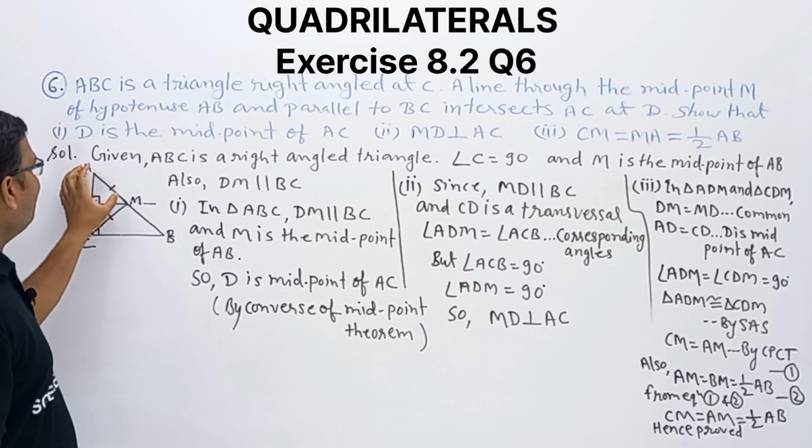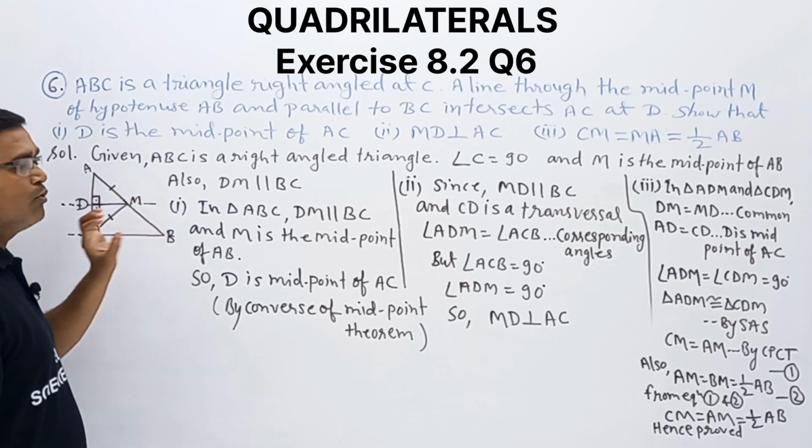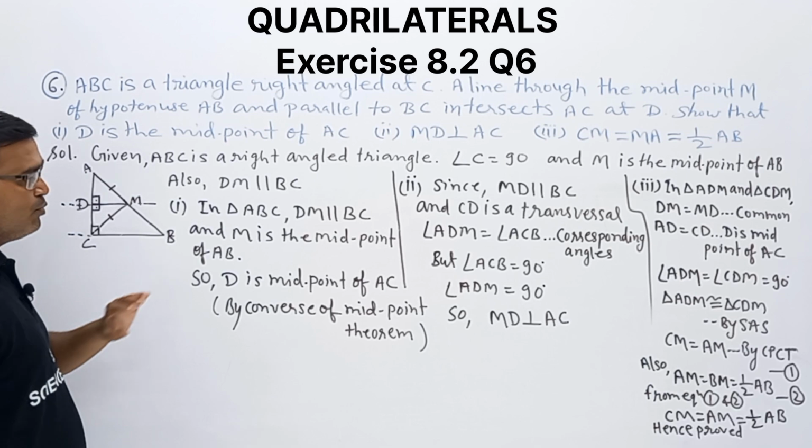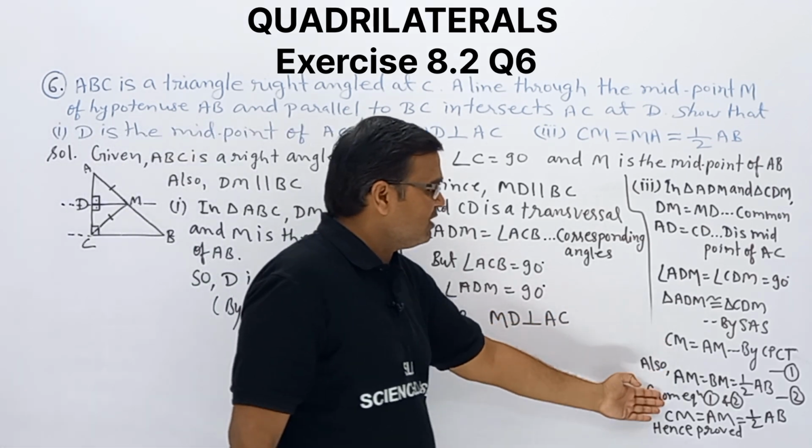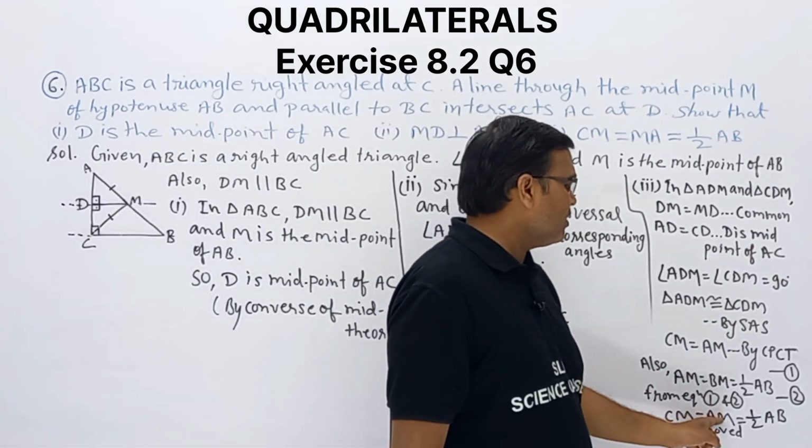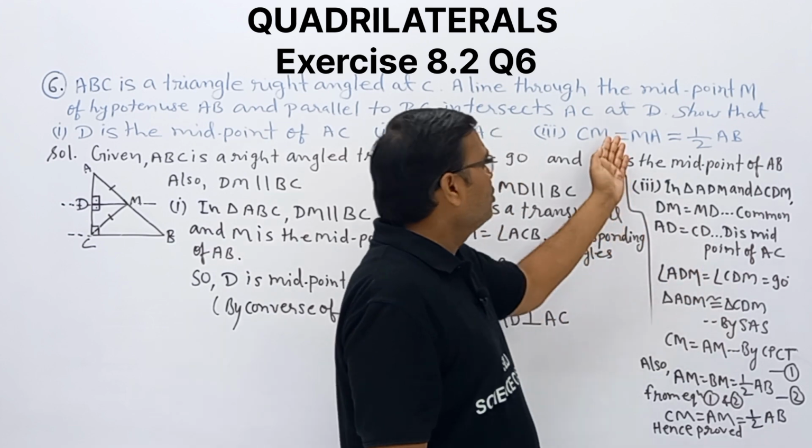Another thing we can say is AM equal to MB equal to half of AB. Once we compare equation 1 and equation 2, we get CM equal to AM equal to half of AB. This thing we wanted to prove.